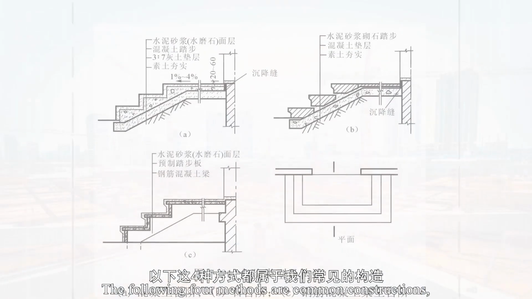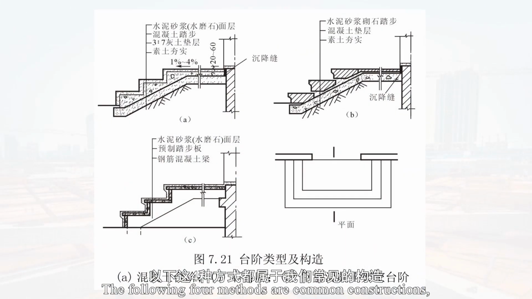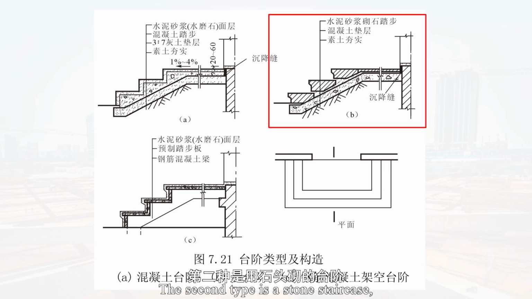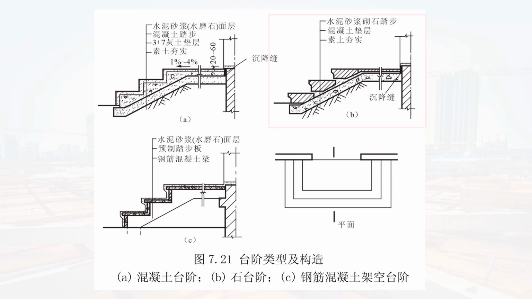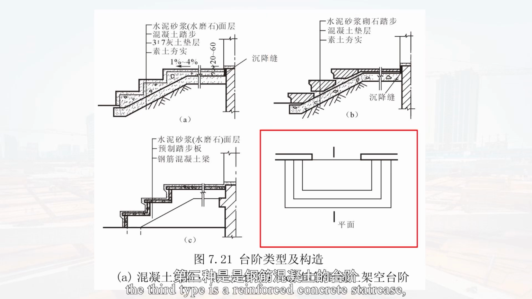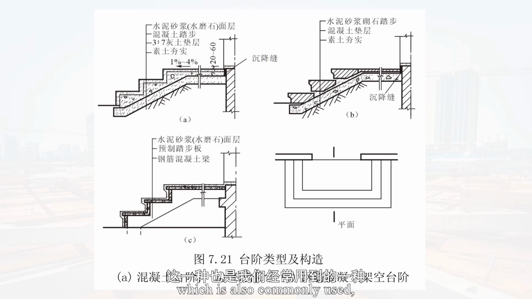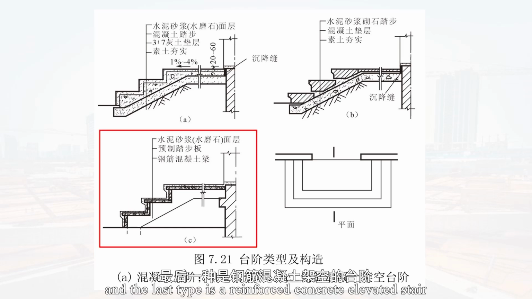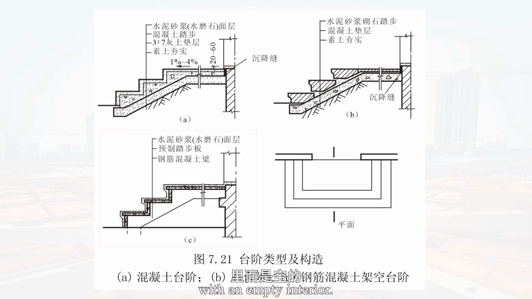The following 4 methods are common constructions. The first of which is concrete steps. The second type is a stone staircase. The third type is a reinforced concrete staircase, which is also commonly used. And the last type is a reinforced concrete elevated stair with an empty interior.